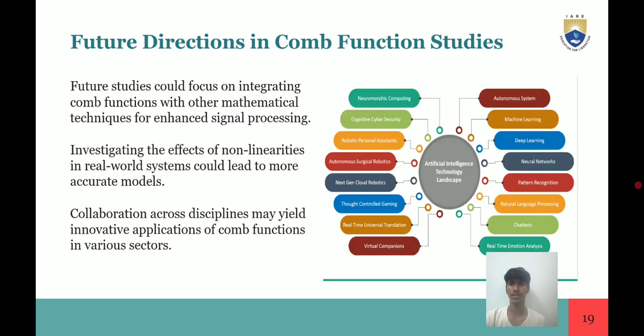Future directions in comb function studies. Future studies could focus on integrating comb functions with other mathematical techniques for enhanced signal processing. Investigating the effects of non-linearities in real-world systems could lead to more accurate models. Collaboration across disciplines may yield innovative applications of comb functions in various sectors.